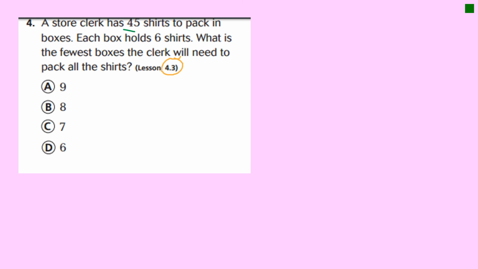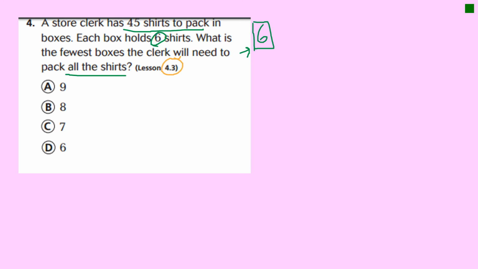What does the store clerk have? She has 45 shirts. Okay, that's a lot of shirts. So she's packing them in boxes. Each box holds 6 shirts. So each box will hold 6. What is the fewest of these boxes the clerk will need to pack all the shirts? Okay, so what are we thinking here, boys and girls? It's a classic division problem, isn't it?